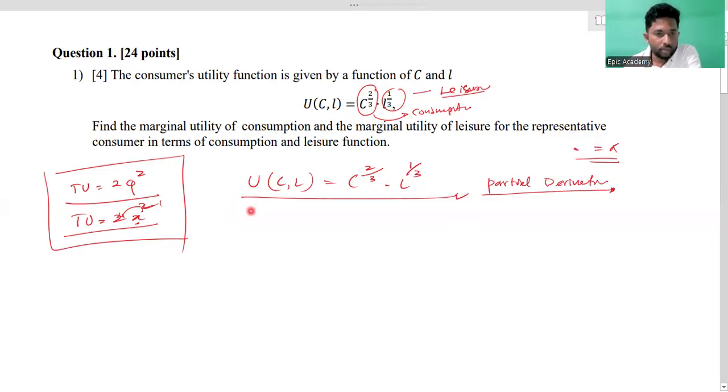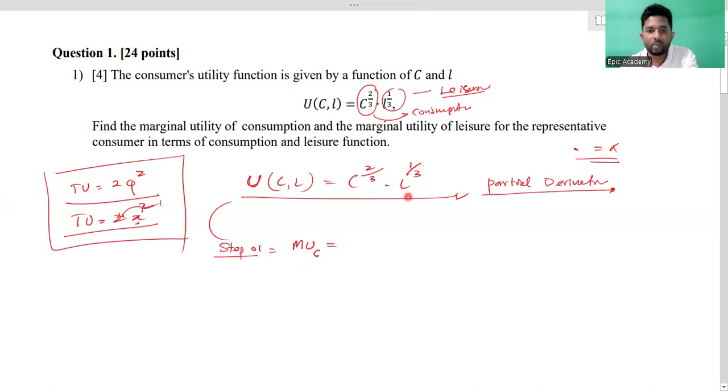So first of all, this U indicates total utility. That is why we are going to derivate. Okay, step number one, to identify the marginal utility, MU for the C. C means consumption. Marginal utility for the consumption. You are going to derivate respectively only C.